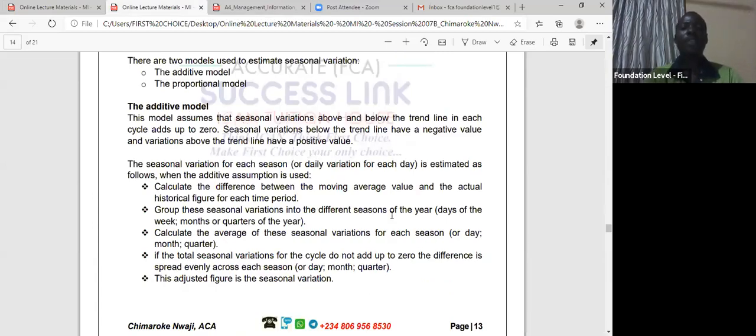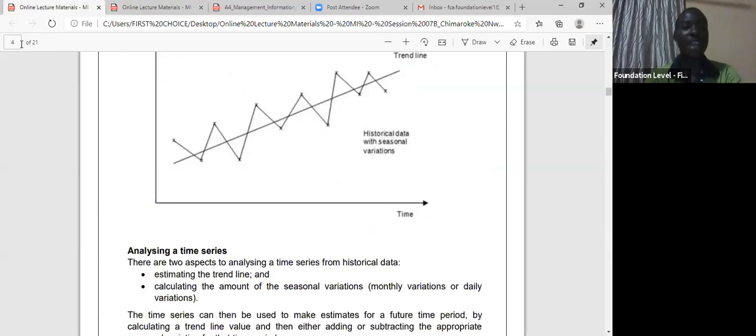Seasonal variations below the trend line would have a negative value, because the actual is going to be lower than the trend. While those that are above the trend line have a positive value. Let's go back to page 9 and let me show you something.